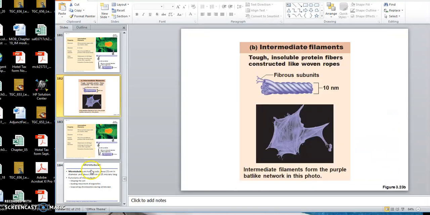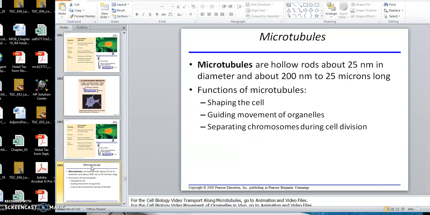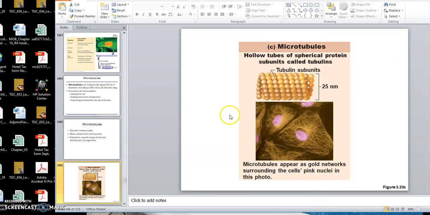Okay. Then we come to the microtubules. The microtubules basically are hollow rods. What you have is you take these tubulins, these balls are called tubulins, and you wrap them around, and you have a hole in the middle, and then this diameter. You wrap a certain number around, which means 25 nanometers is the diameter of this always. It's made up of tubulins.